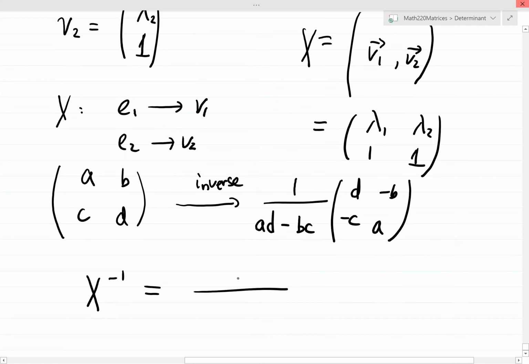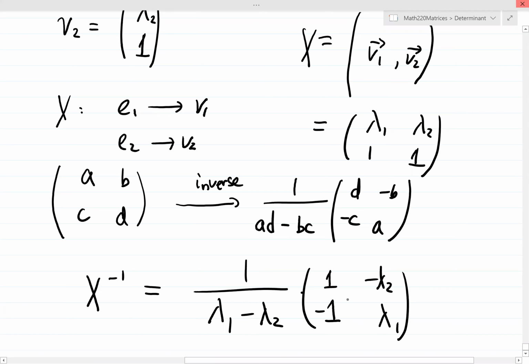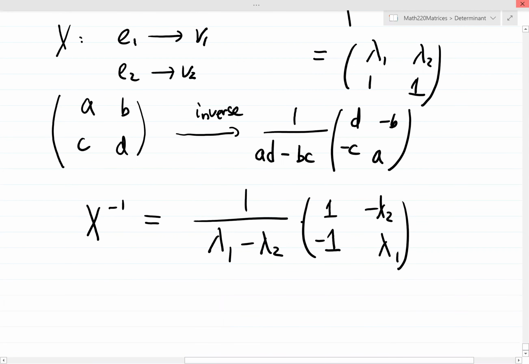X inverse uses AD minus BC. AD is lambda 1 times 1, so it's lambda 1, minus BC, which is lambda 2. So 1 over that. Now plug in: A is lambda 1, D is 1, negative B is negative lambda 2, and C is 1, so negative C is negative 1. So we find X inverse.